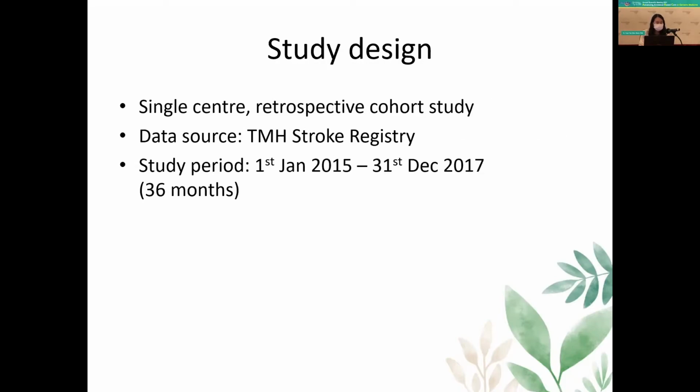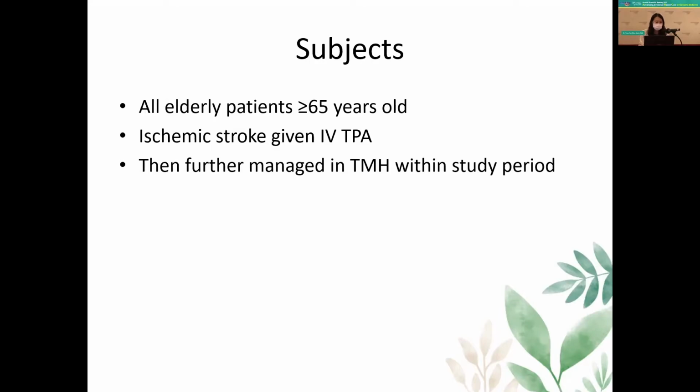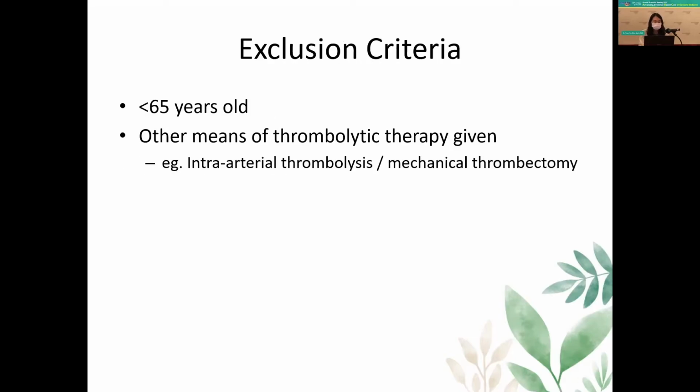This is a single-center retrospective cohort study with data collected from the Yuen Hospital Stroke Registry between 2015 to 2017. All elderly patients aged 65 years or above who are given IVTPA for acute ischemic stroke and then further managed in Yuen Hospital within the period were recruited. Exclusion criteria included younger adults and if there were other means of thrombolytic therapy given, for example, intra-arterial or mechanical thrombectomy.